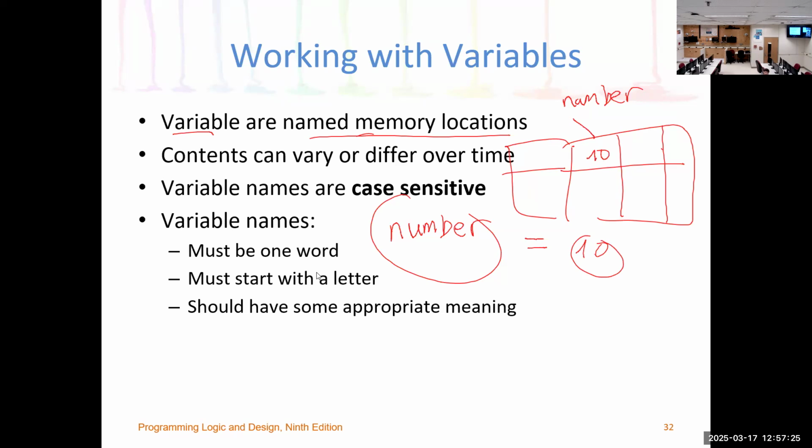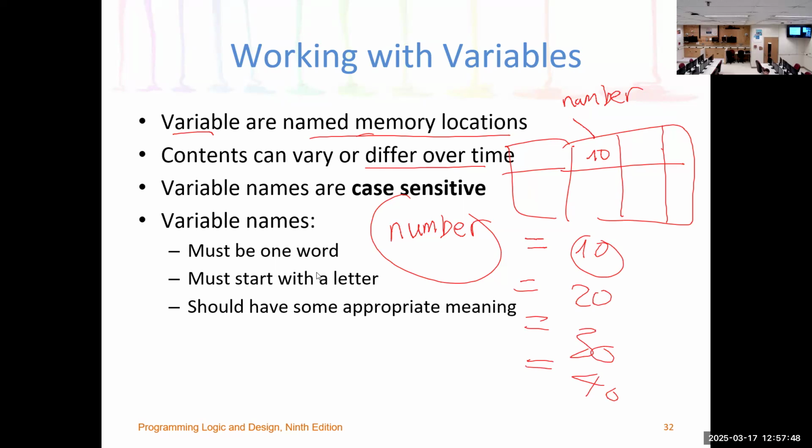But remember, the value can differ over time. Right now I assign 10 to number, but later on I can change it to 20 or 30 or 40, because it is changeable. And remember, whenever you have a new value, it will override the old value.